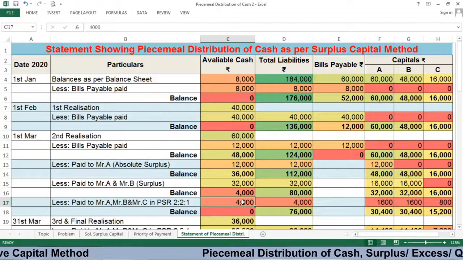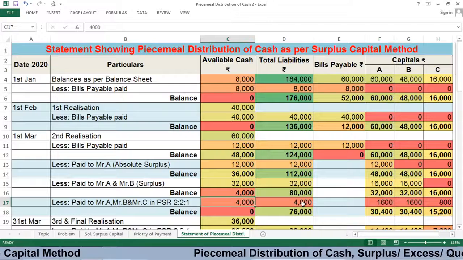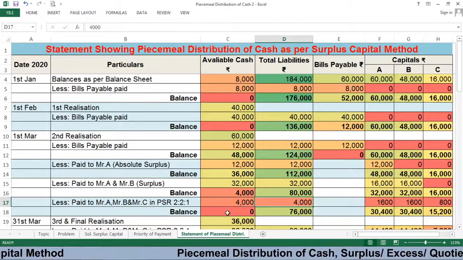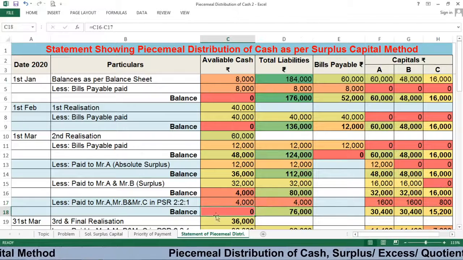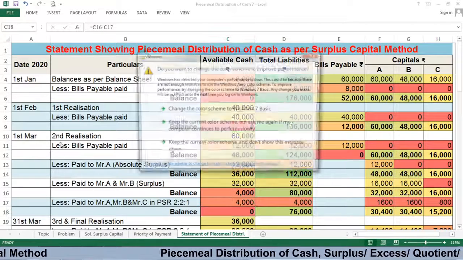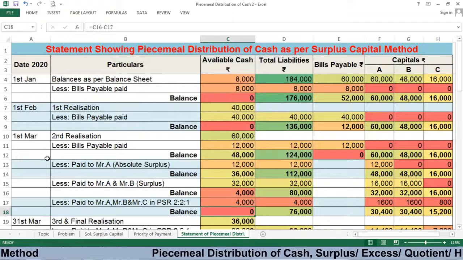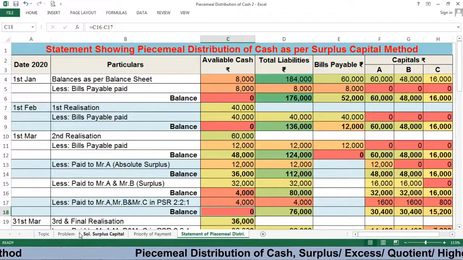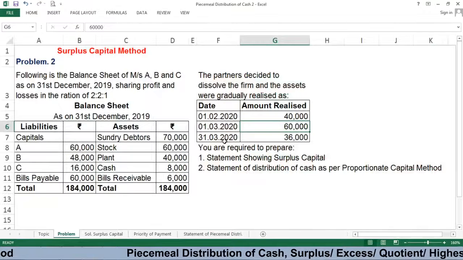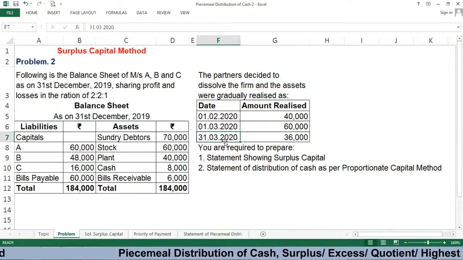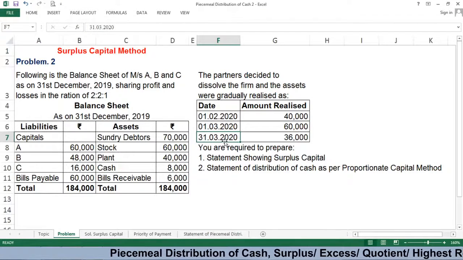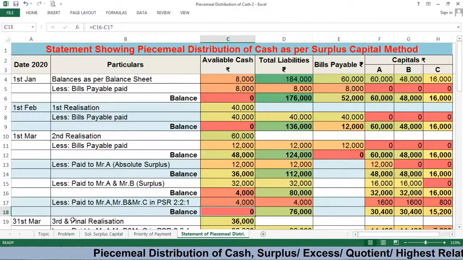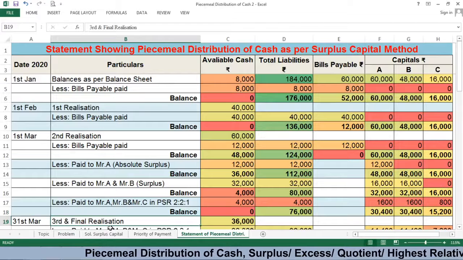That is the payment to Mr. A, B and C, and our total liability is also reduced by 4,000. Now we don't have a single rupee. That means our second realization, which was on 1st March 2020, has vanished, and now we have to call the third and final realization, which is on 31st March 2020, which is rupees 36,000. So our third realization is rupees 36,000.